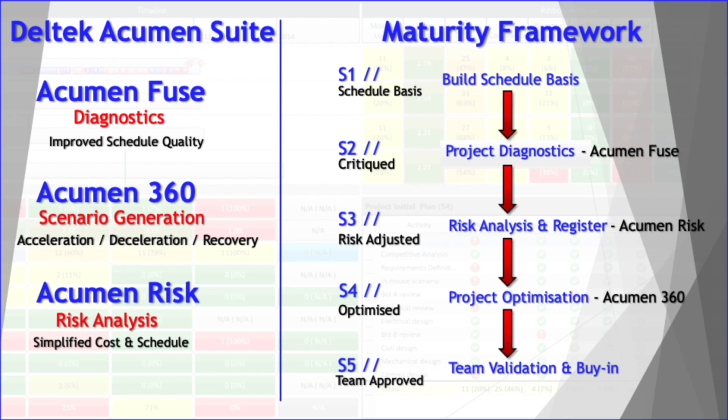S1, the project base, the non-validated schedule. Then S2, critiqued, the use of schedule diagnostics to identify and correct schedule problems. S3, risk adjusted, risk analysis to mitigate identified schedule risks. S4, optimized, develop cleansed scenarios to accelerate and optimize the schedules. S5, team aligned, confidence in the forecasted dates is improved and team buy-in on the critiqued, risk-adjusted and optimized schedule is obtained.